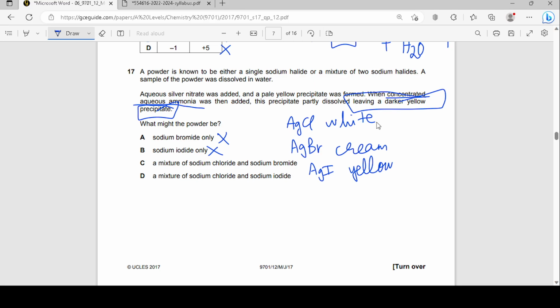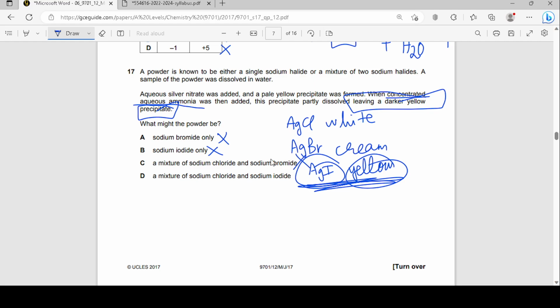But then the second precipitate, out of the two precipitates, would definitely be AgI, because it's a darker yellow precipitate after you add concentrated aqueous ammonia, and AgI is a yellow precipitate, right? So definitely there would be AgI. The first one I'm not sure about. If you look at C and D now, D is the only one which has sodium iodide mentioned, and sodium iodide, when it reacts with silver nitrate, gives AgI. So I'm going to eliminate C as well, because that's sodium chloride and sodium bromide.